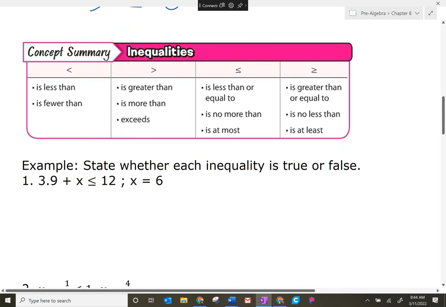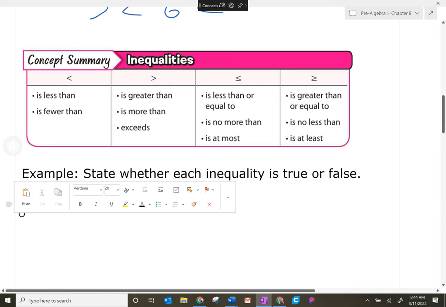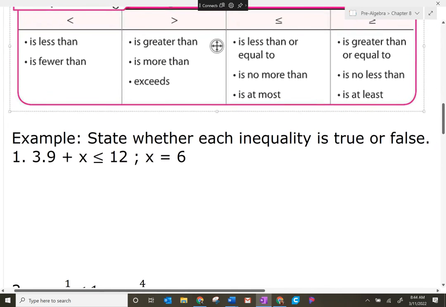So, we're going to start with this one. Here's how this one works. We're going to try to figure out if it's true or false. For this problem, instead of balancing stuff over right now, the very first thing we'll do is this says x equals 6. We're going to plug that number back in. So I've got x equals 6, and I'm going to plug that number back in. So I got 3.9 plus 6 is less than or equal to 12.